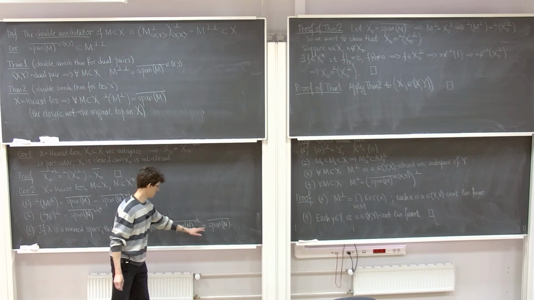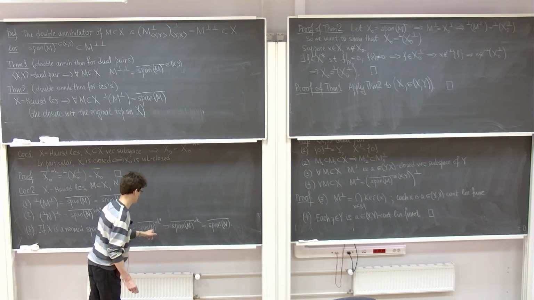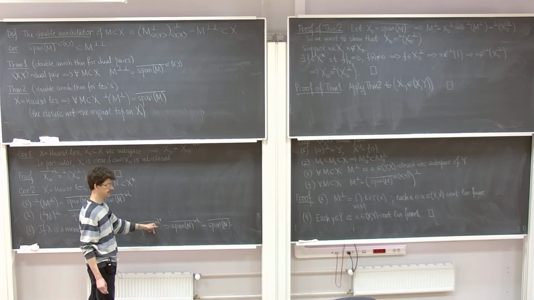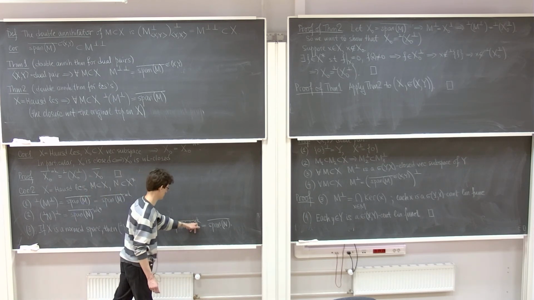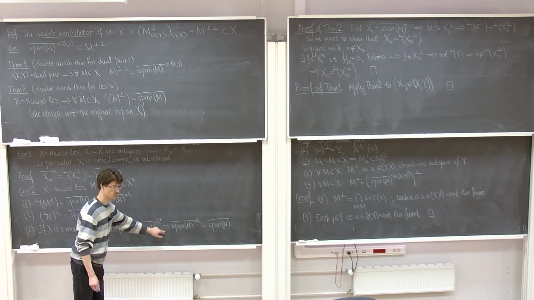Well, again, this equality is a special case of corollary 1. And this inclusion follows from the fact that in the general case, the weak star topology is strictly weaker than the weak topology. And in the general case, this inclusion can be proper.